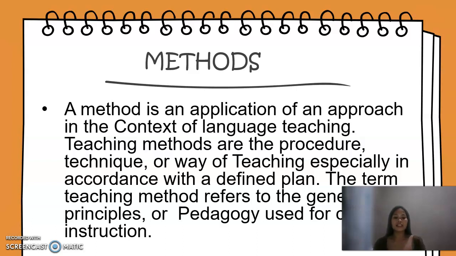So, a method is a systematic way of doing something. It implies an orderly, logical arrangement of steps. So it is more procedural, meaning to say step by step.